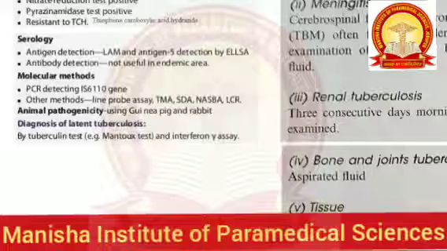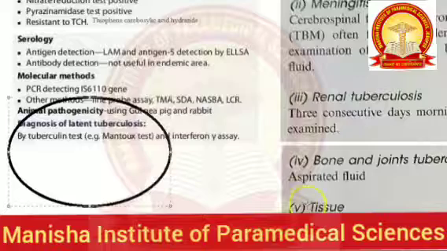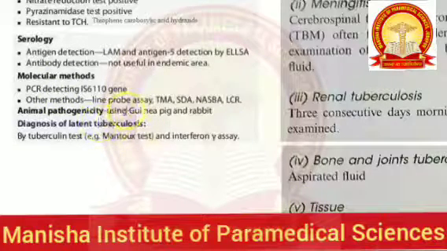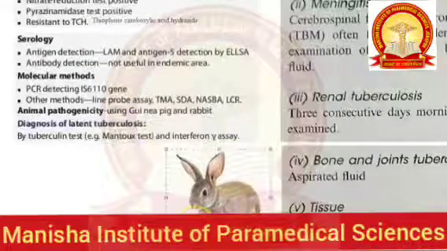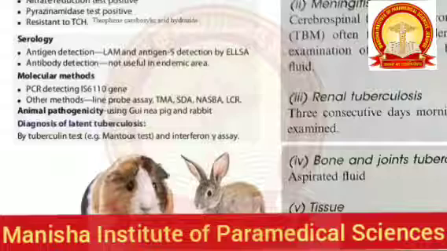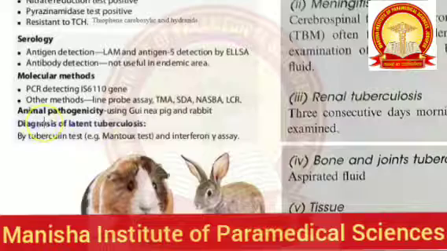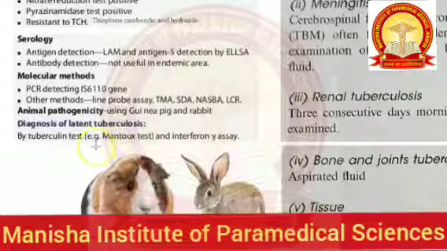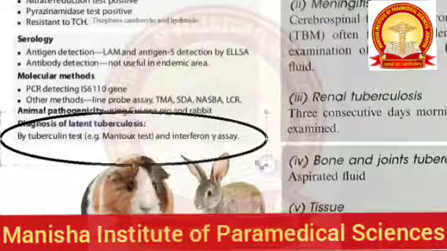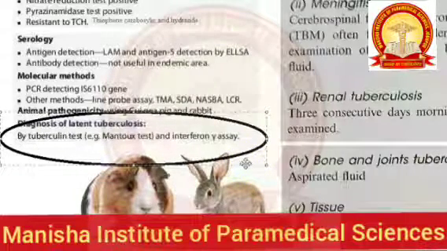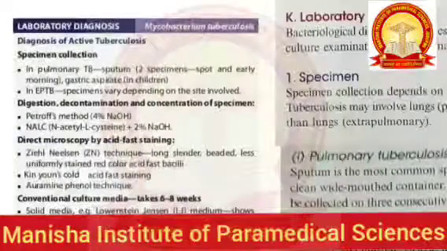Now let us move on to animal pathogenicity. Here you see animal pathogenicity. When it comes to animal pathogenicity, you actually do animal inoculation. Okay, you can do it on guinea pig and rabbit. This is guinea pig. Yeah. Okay, then we are moving to latent tuberculosis. How you will diagnose latent tuberculosis: by tuberculin test, Mantoux test. Okay, interferon gamma assay. Now rabbit. Yes, rabbit.